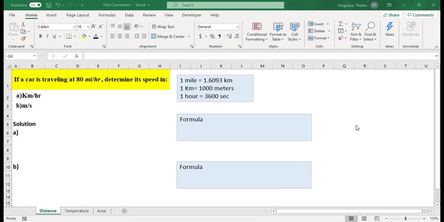Hello everybody. In this kind of problem I will show you how to convert units, especially distance.